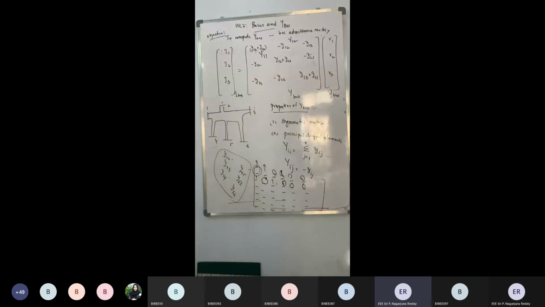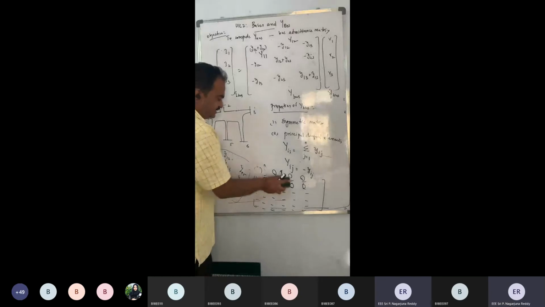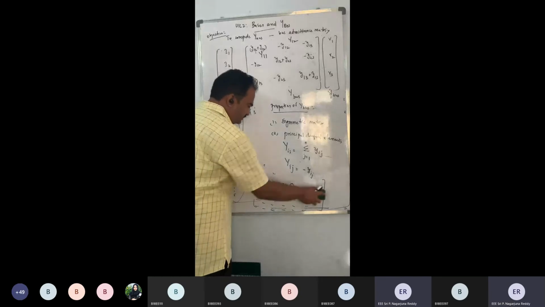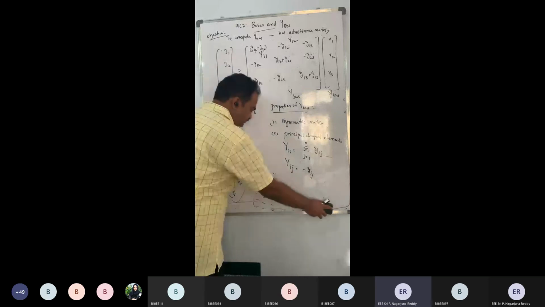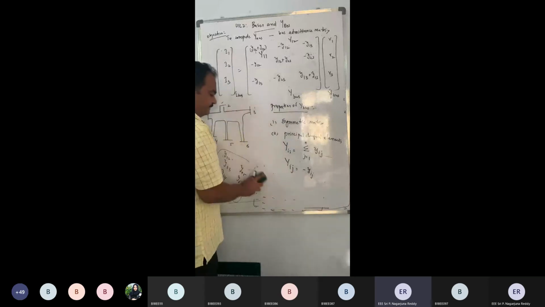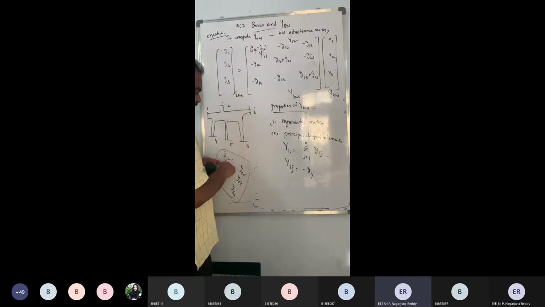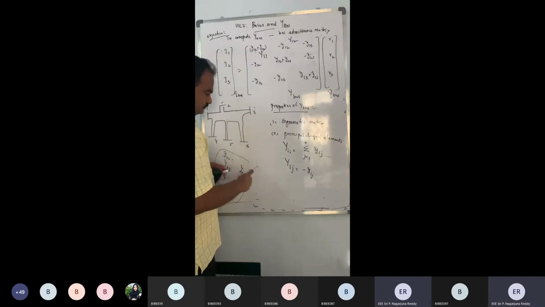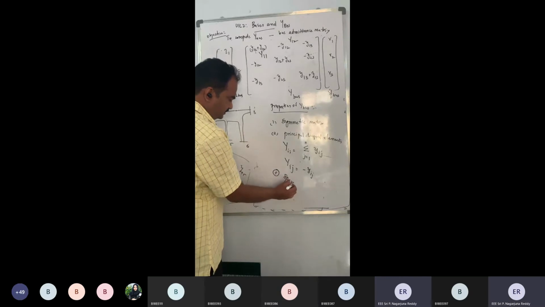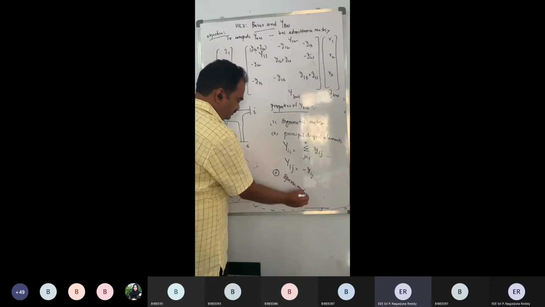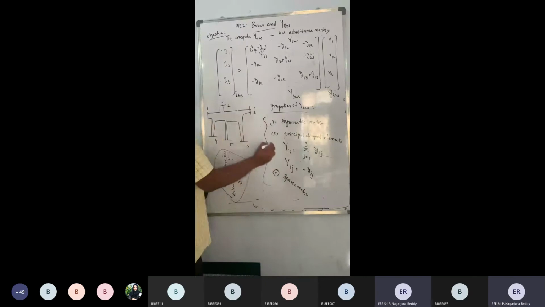So if any matrix consists of a large number of zeros, what is that matrix called? Sparse matrix. Very good. So these are the properties of Y bus.